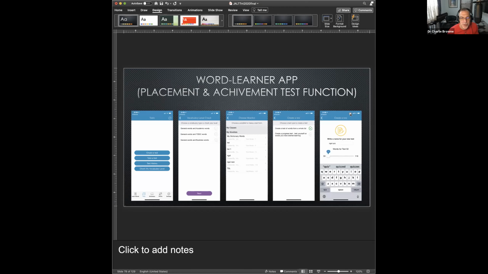But in the Word Learner app, we also have some placement tests and some achievement tests that you can use as well. So this is another place you can go for the testing function.